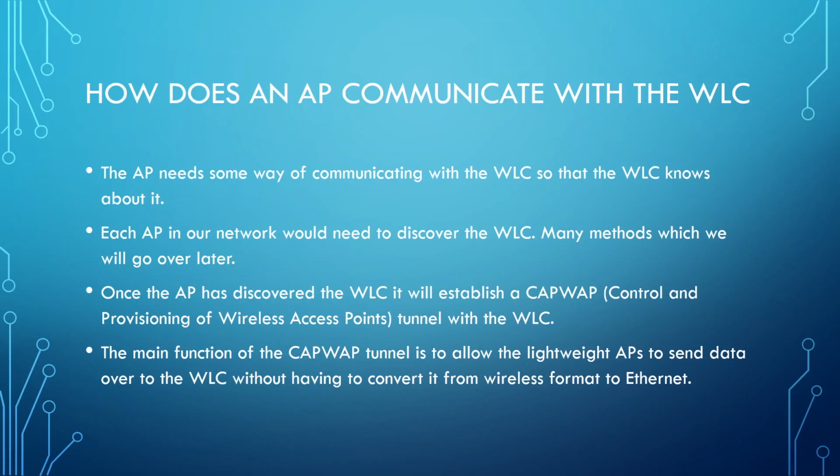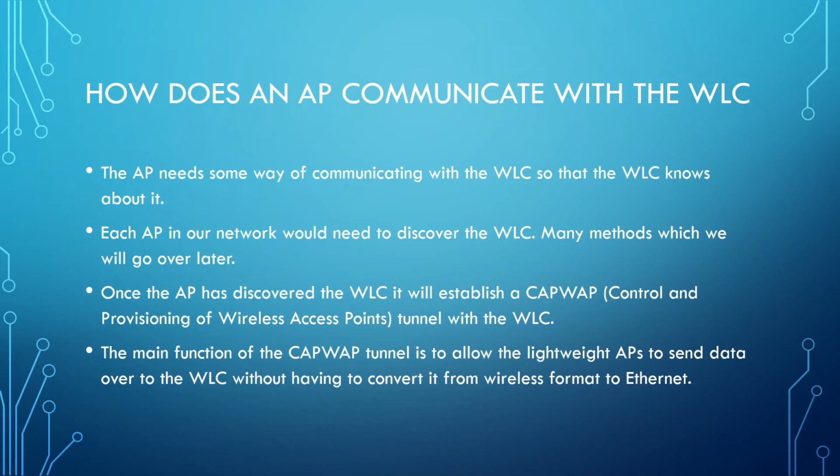So now that we've looked at what a wireless LAN controller does, let's dive a bit deeper and look at how an AP communicates with the wireless LAN controller. The lightweight access point needs some way of communicating with the wireless LAN controller so that the controller knows about it. Each AP in our network has to first discover the wireless LAN controller. There are many methods for how this discovery occurs. I won't dive into it now. Again, this is a topic for another video. Once we understand more about routing and switching, then we can dive deeper into how an AP discovers its wireless LAN controller.